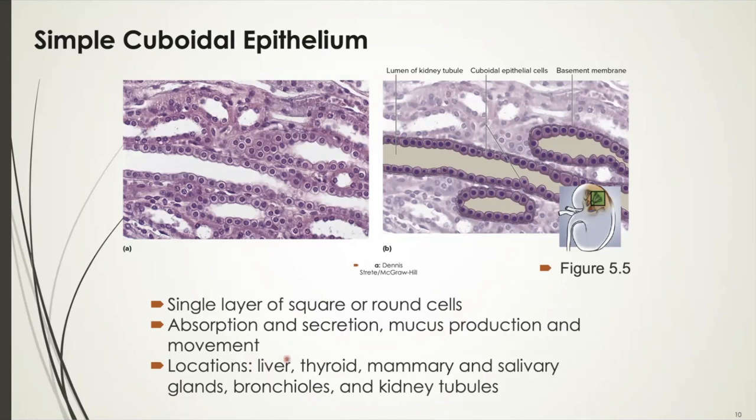So your locations, you're going to find your simple cuboidal epithelial in the liver, thyroid, mammary glands, salivary glands, bronchioles, and kidney tubules. We are going to go into very specific details on all of this towards the end of our chapter. So it's going to actually be in a different video.